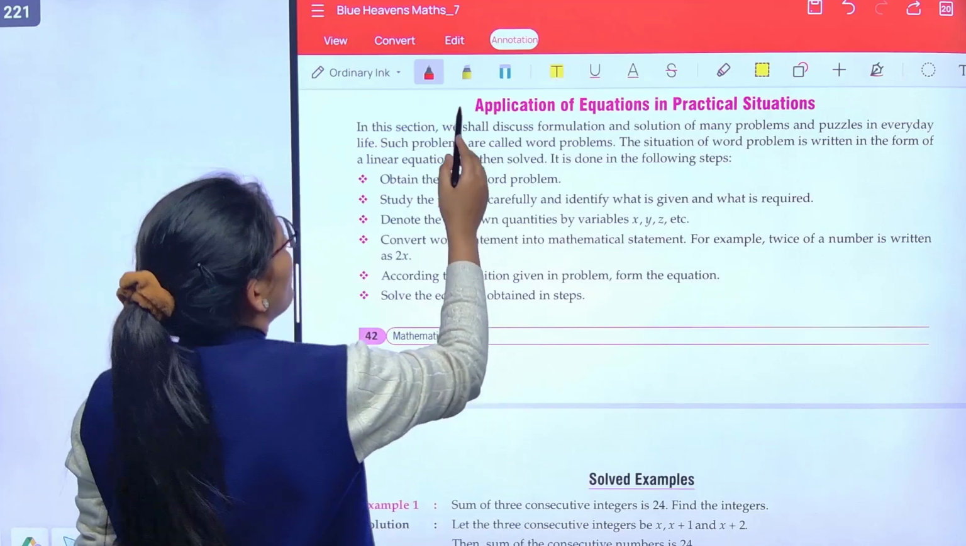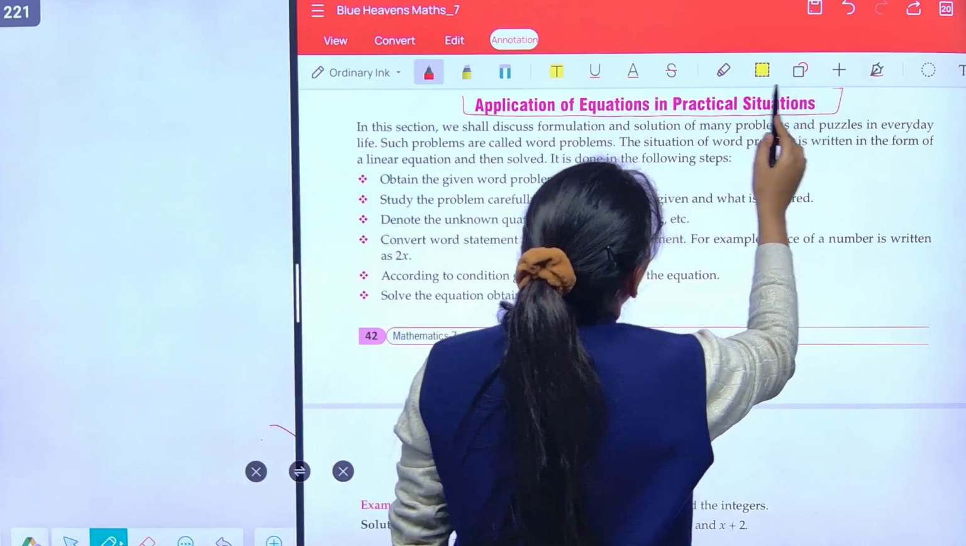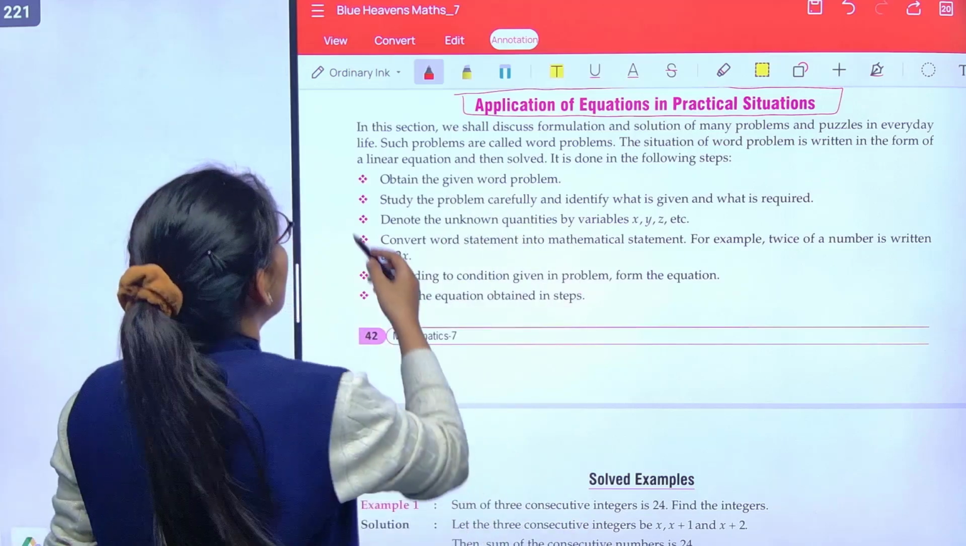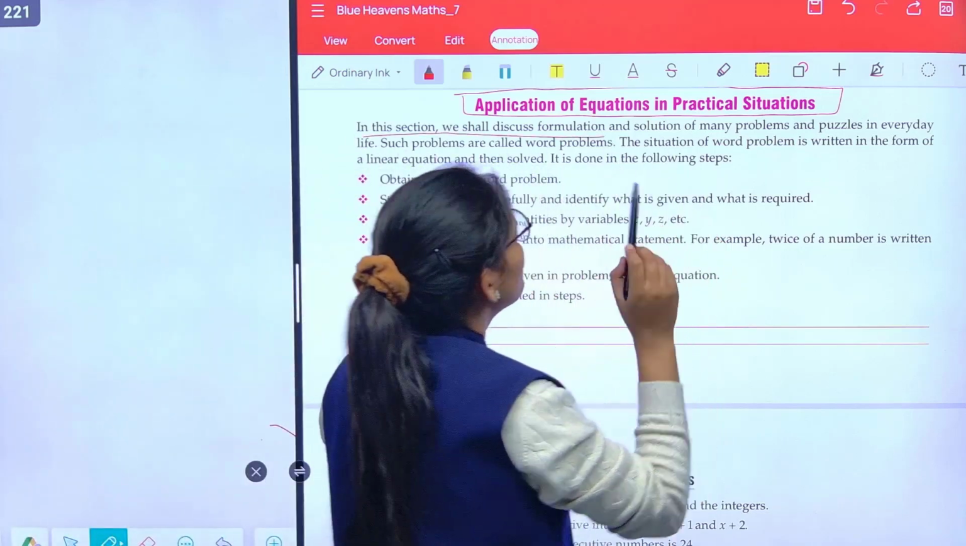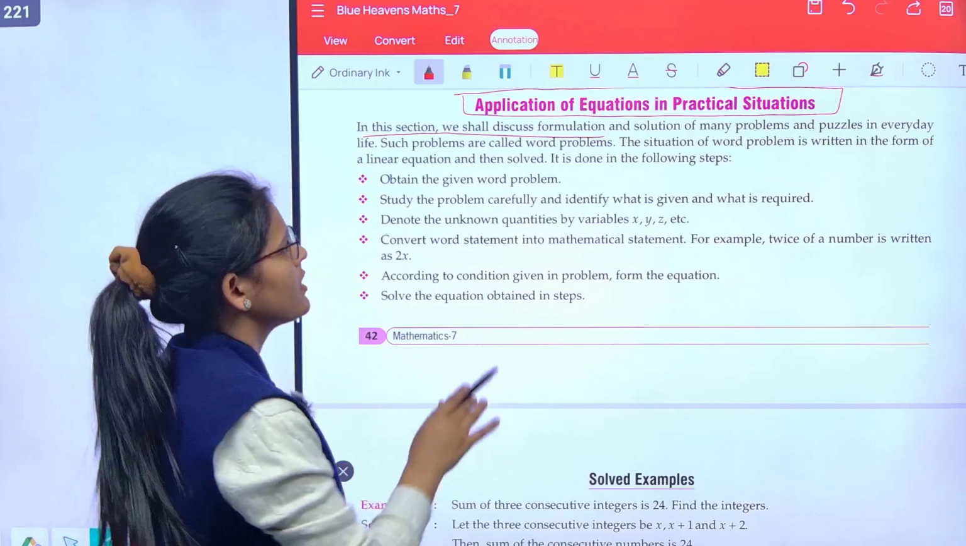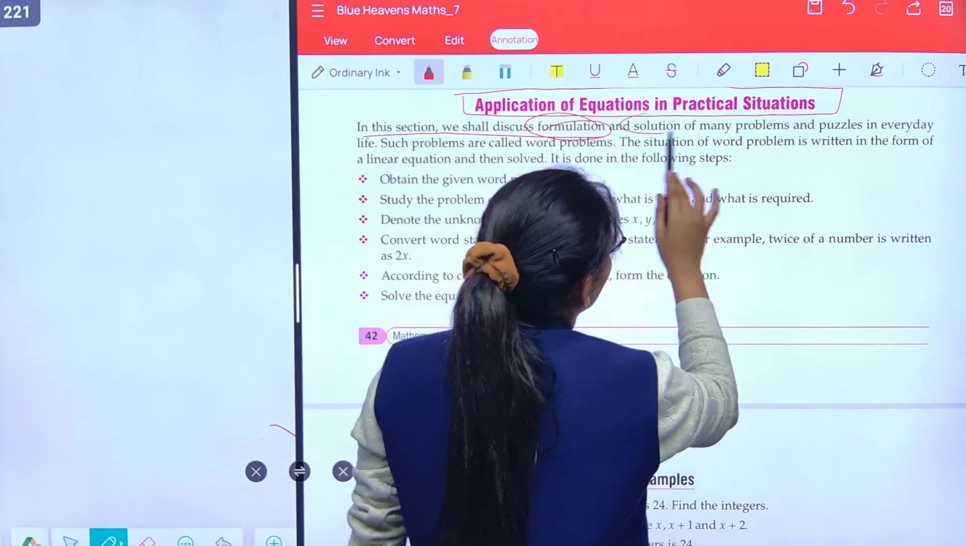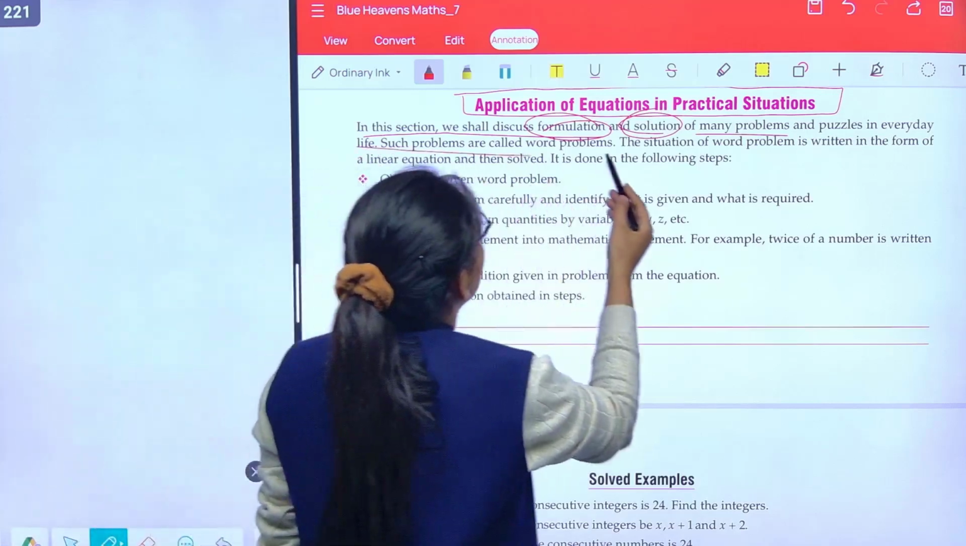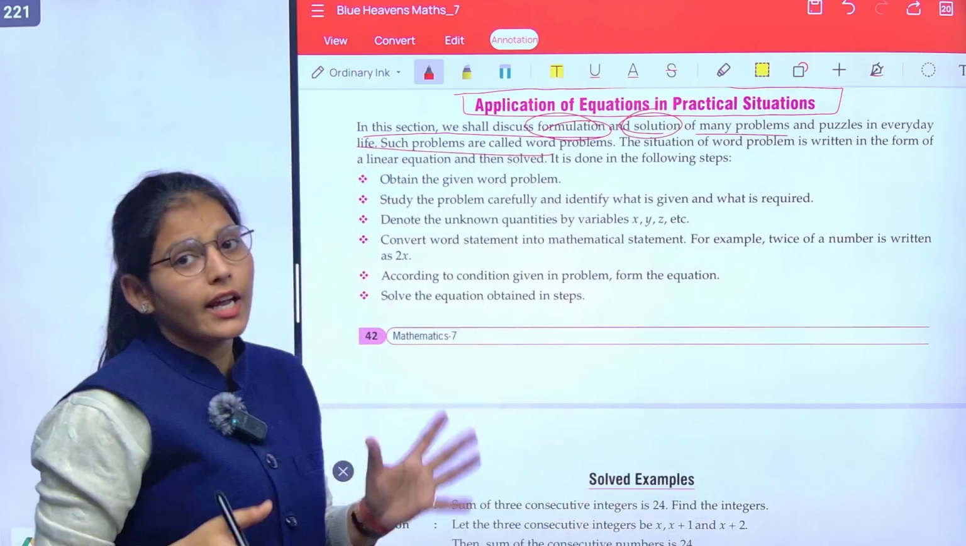Yes class, now application of equations in practical situations. In this section we shall discuss formulation and solution of many problems and puzzles in everyday life. Such problems are called word problems. Class, हम उन्हें क्या कहते हैं, word problems.